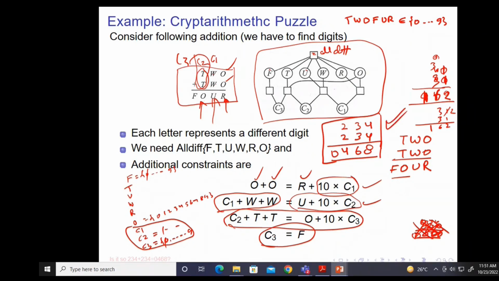So what is this assignment? F is equal to 0, T is equal to 2, W is equal to 3, U is equal to 6, O is equal to 4, and R is equal to 8. This is what the assignment is. F is equal to 0.